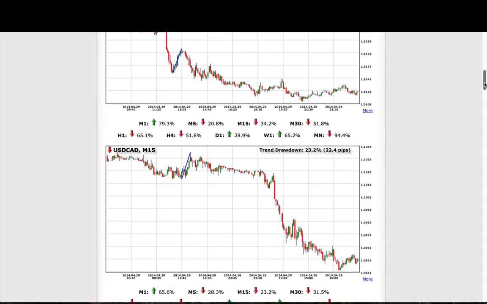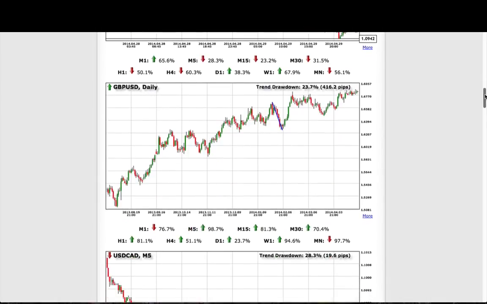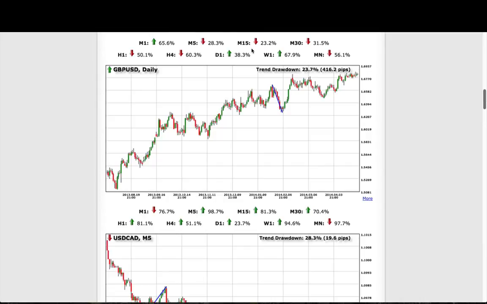Again, scrolling down, next position, US CAD on the 15-minute. The 1-minute's up, but the 5, 15, 30, 1 hour, 4 hour are down. So again, that's a nice little trade to go down because it's reverted recently, and so therefore we're going to catch it coming the other way. So you can see what this does. We're looking at the daily here.